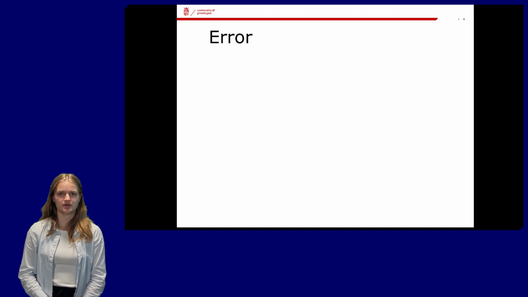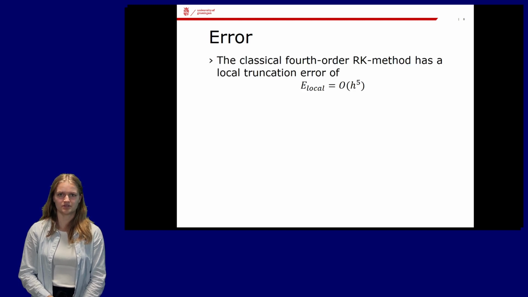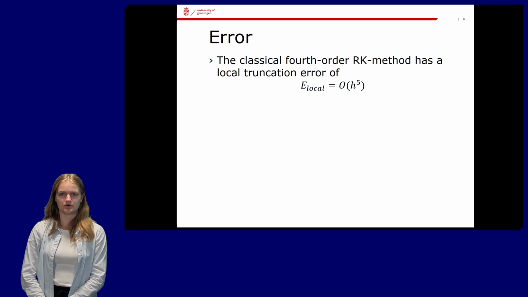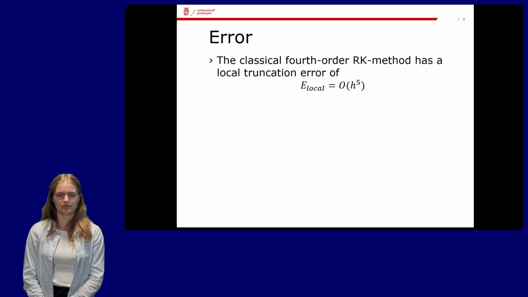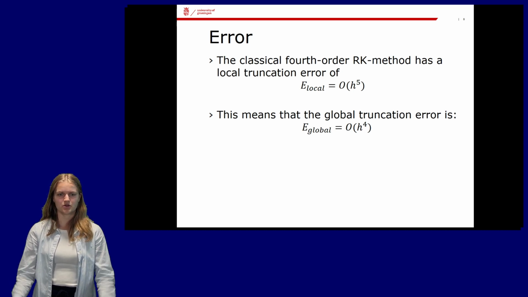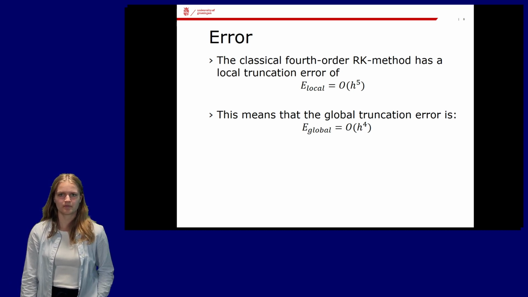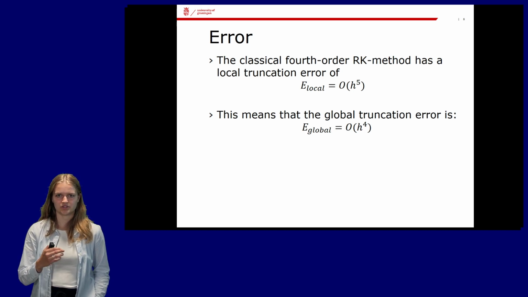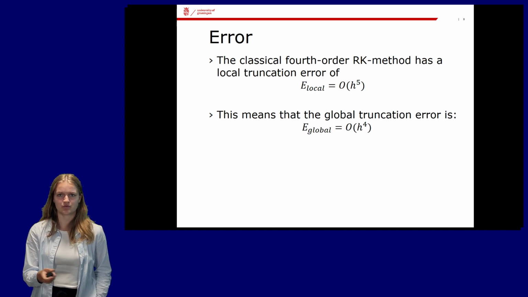So the error in the fourth order Runge Kutta method, over one single step, you will have a local truncation error that depends on h to the power of 5. Again, we can apply the Runge Kutta method over a number of intervals. If we do that, we just sum the local truncation errors for each interval. And then we obtain the global truncation error, which will depend on h to the 4th.